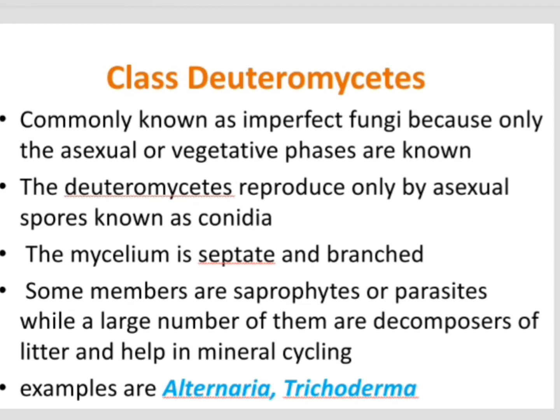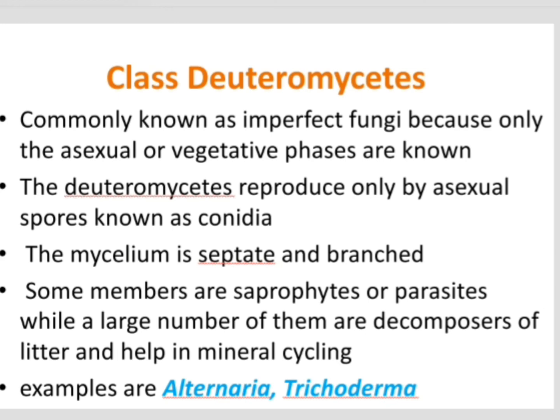Then the last class is class Deuteromycetes. They are commonly called fungi imperfecti because only asexual or vegetative phases are known. So their sexual mode of reproduction is quite unknown, and they reproduce asexually by means of conidia. Mycelia is septate and branched. Some members are saprophytes or parasites, while large numbers of them are decomposers of litter, and they help in mineral cycling. Examples are Alternaria and Trichoderma.